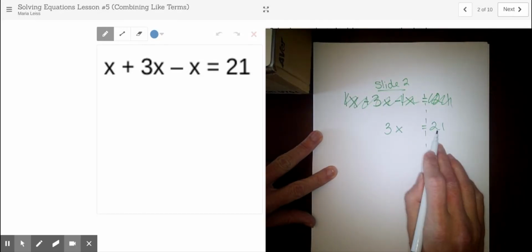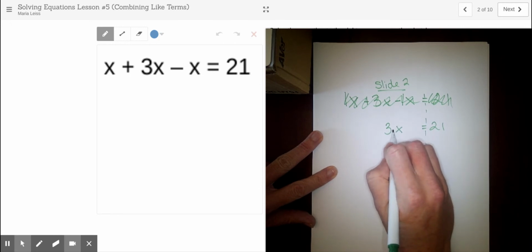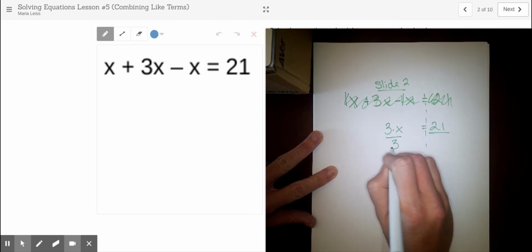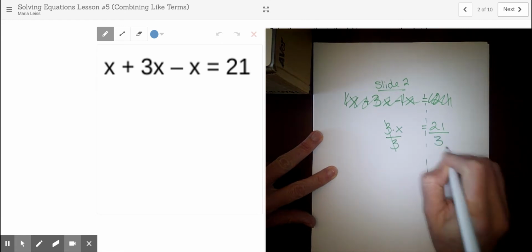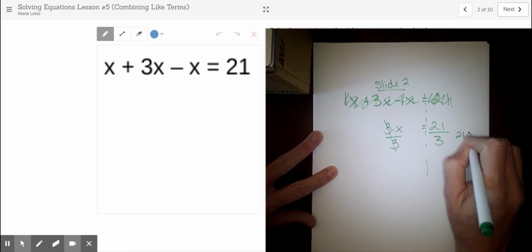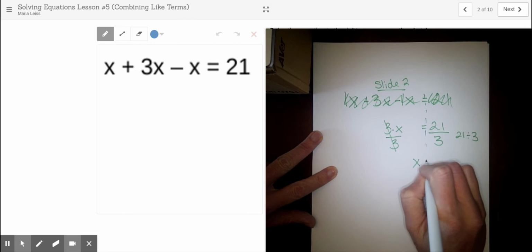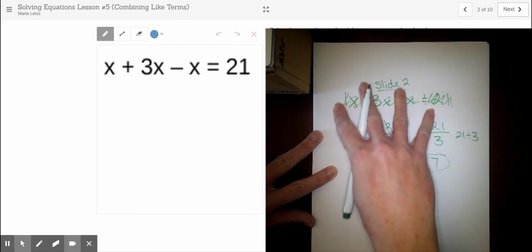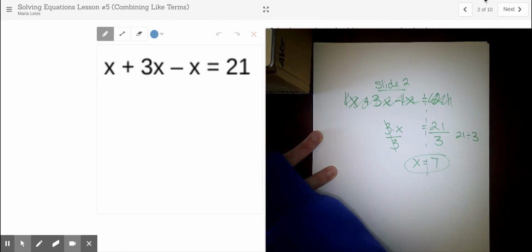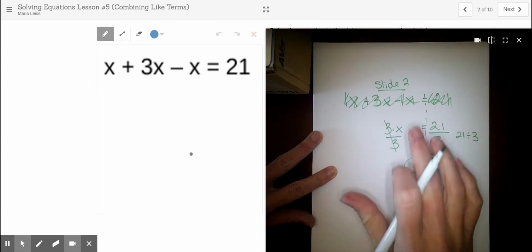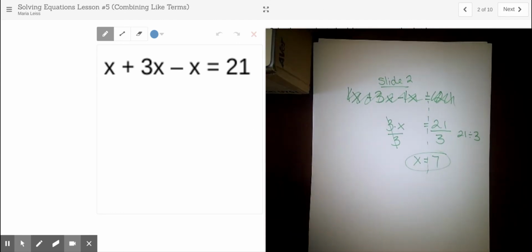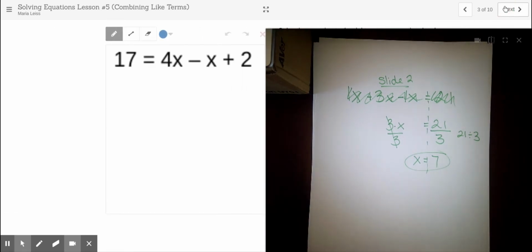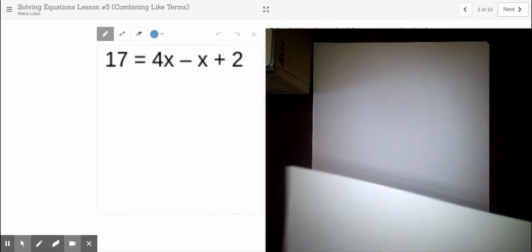So now I don't have any other numbers. I'm down to 3x equals 21. I undo that multiplication, just like before, with division. 21 divided by 3, x equals 7. Very good. You either have to have your work shown on paper, or have your work shown here, but the only thing you have to type in that box, if you show your work, is the x equals 7. All right, one more example.